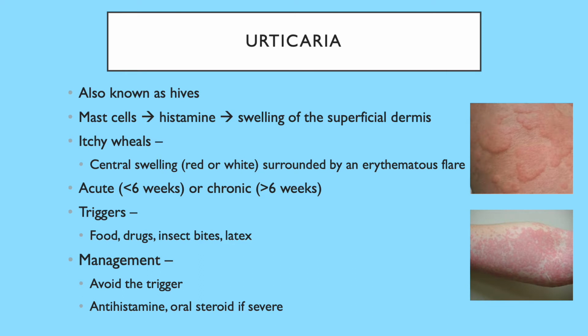Urticaria is commonly known as hives. It is caused by the activation of mast cells in the skin, which release inflammatory mediators such as histamine, causing capillary leakage and vasodilation. This leads to swelling of the superficial dermis, causing wheals. Wheals are central swellings, usually red or white, surrounded by an erythematous flare or area of redness. They may be itchy and are usually transient, lasting less than 24 hours. Urticaria may be acute or chronic depending on the duration, but we will focus on acute urticaria today.